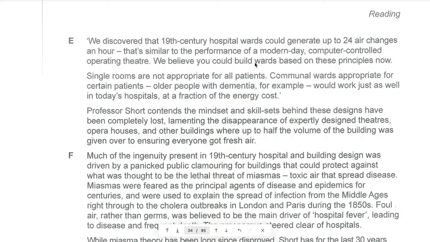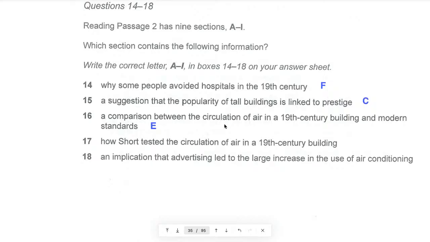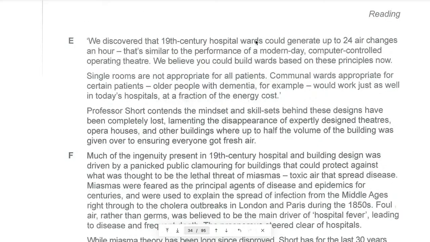Yeah, okay, so they make a comparison here, right? Between the circulation of air in the 19th century building. So we are talking about here we have the 19th century hospital walls. Do you know walls here? What does that mean? Walls means circulation of air? No. Walls. I'm talking about walls. What does that mean?